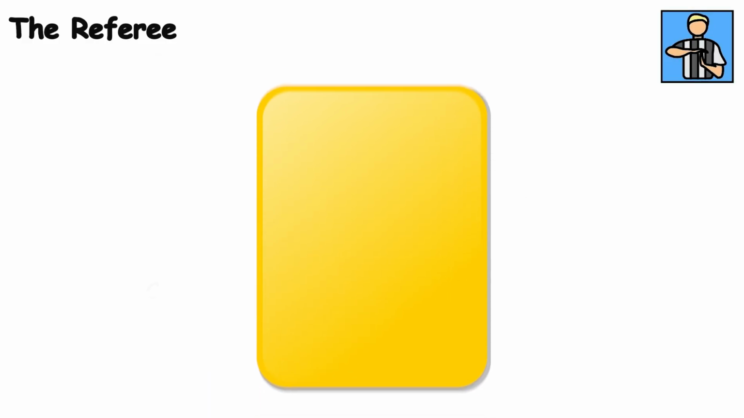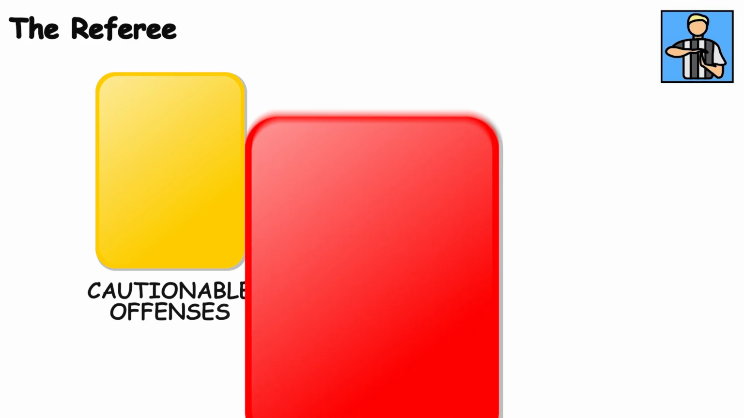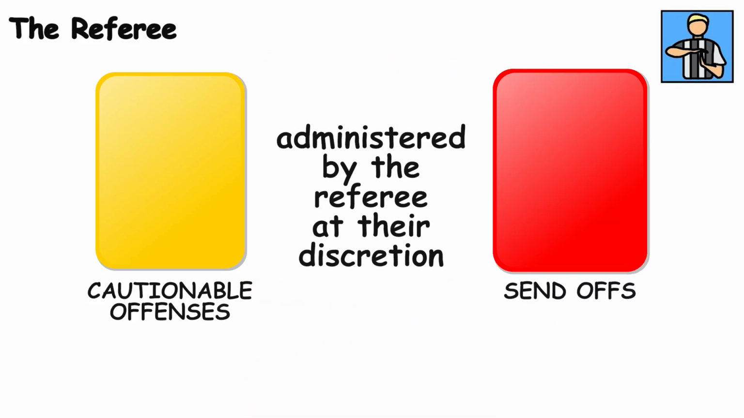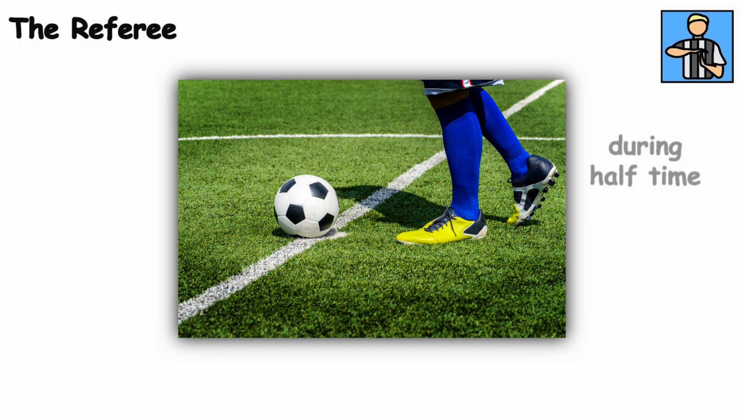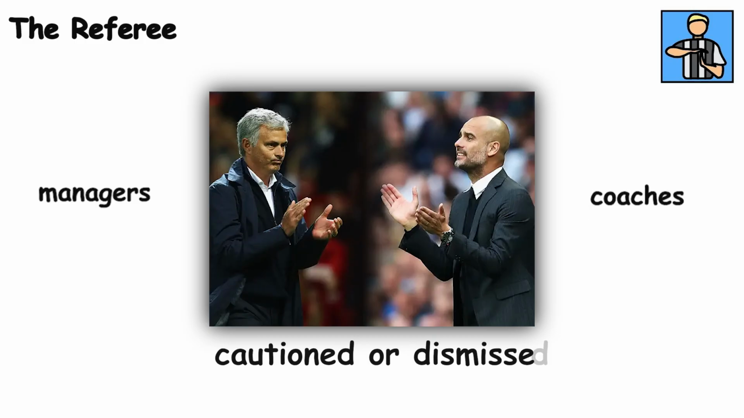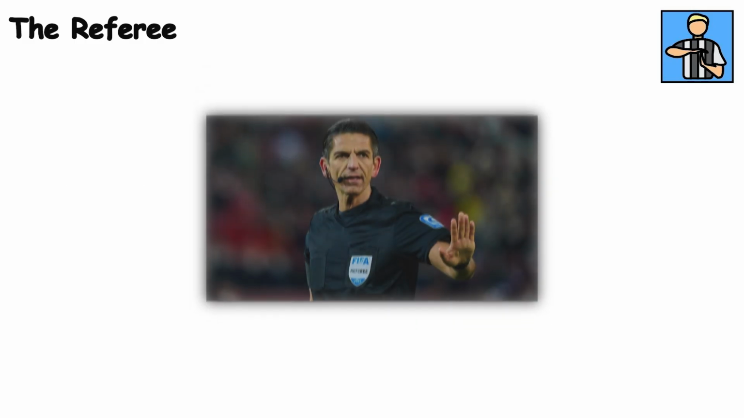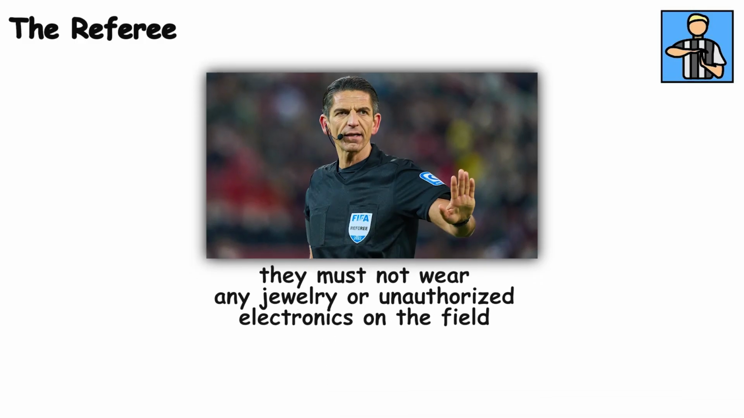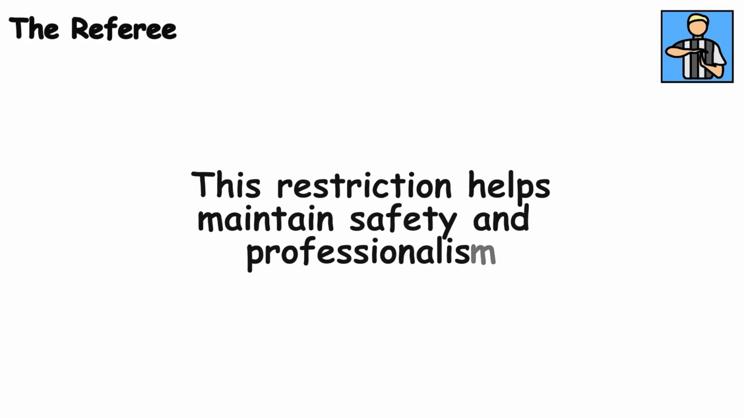Disciplinary sanctions, yellow cards for cautionable offenses, and red cards for send-offs, are administered by the referee at their discretion. This can happen before kickoff, during halftime, extra time, or penalty shootouts. Team officials, such as managers or coaches, can also be cautioned or dismissed under this rule. Referees may use communication equipment like headsets, but they must not wear any jewelry or unauthorized electronics on the field. This restriction helps maintain safety and professionalism.